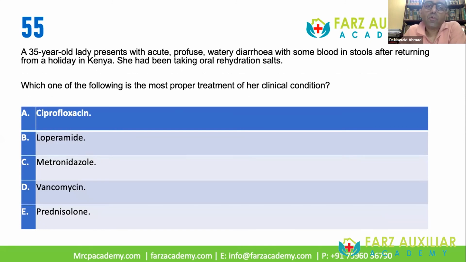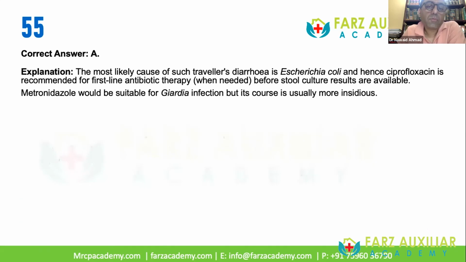A 35-year-old presents with acute profuse watery diarrhea with some blood in stools after returning from a holiday in Kenya. So this is like traveler's diarrhea. Which of the following is the most appropriate treatment for this condition? It is ciprofloxacin, because that is E. coli, and it is sensitive to ciprofloxacin.